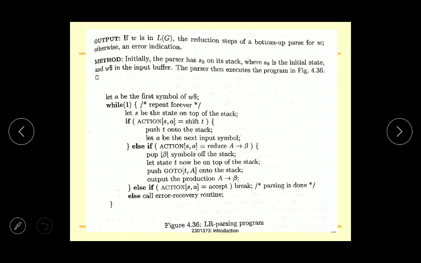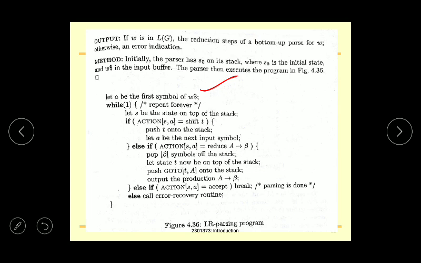Now the LR parsing program, an algorithm. How to check whether the string is acceptable by the table or not. So that we have to check. For that purpose, we have another algorithm. Let A be the first symbol of the string. Then repeat: let S be the state on the top of the stack. Means 0. Let us consider start state 0 on the top of the stack.